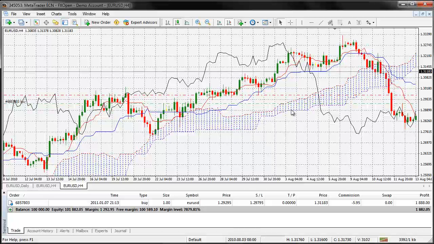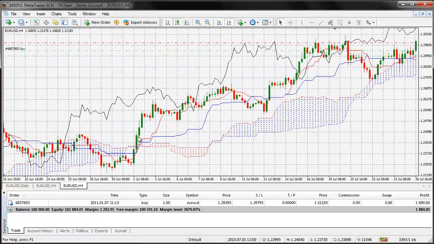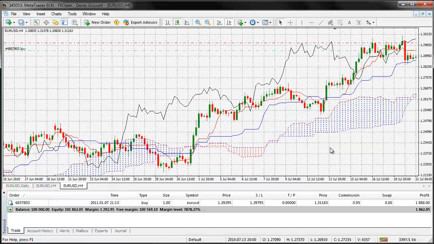The second is the Kumo cross. Now the Kumo cross is basically, as it sounds, these clouds are referred to as Kumos, K-U-M-O. We've got a long Kumo cloud and we've got a short Kumo cloud. And when they cross over each other, like here, this is where you prepare to go long.